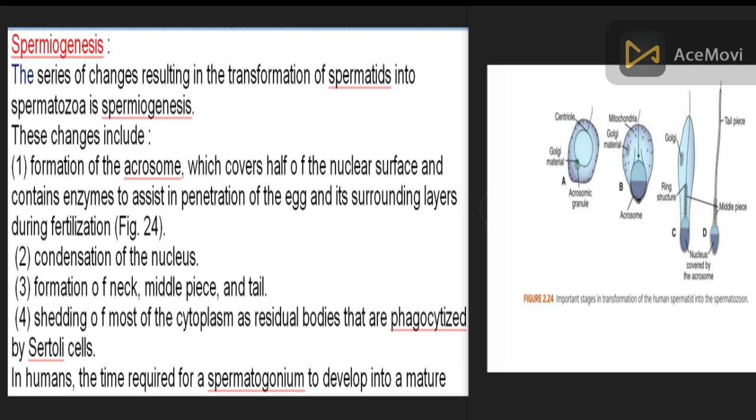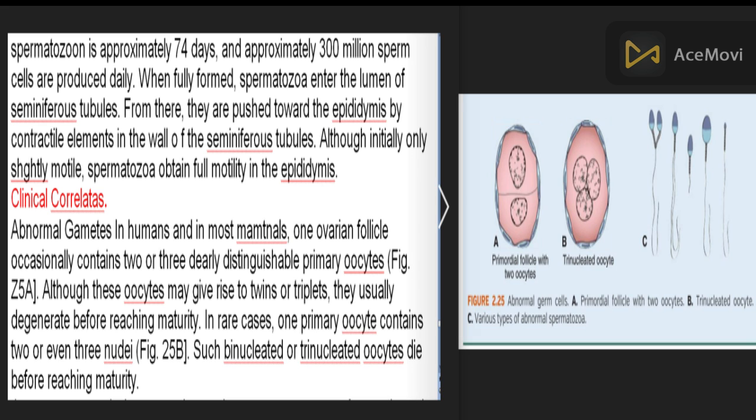2. Condensation of the nucleus. 3. Formation of neck, middle piece, and tail. 4. Shedding of most of the cytoplasm as residual bodies that are phagocytized by Sertoli cells. In humans, the time required for a spermatogonium to develop into a mature spermatozoon is approximately 74 days, and approximately 300 million sperm cells are produced daily.